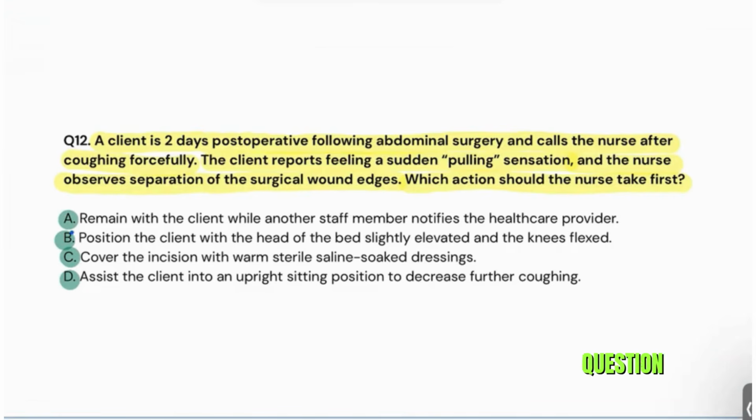The correct answer for this question is going to be letter B. This position decreases abdominal tension and reduces further separation of the wound. Remember, it's an abdominal surgery. Letter A is not correct. The provider should be notified, but first protect the wound. Letter C is also not correct. Moist sterile dressings are appropriate, but again, repositioning is the number one priority. Letter D, upright positioning increases abdominal tension, hence that is not the correct answer. Let's go to question number 13.